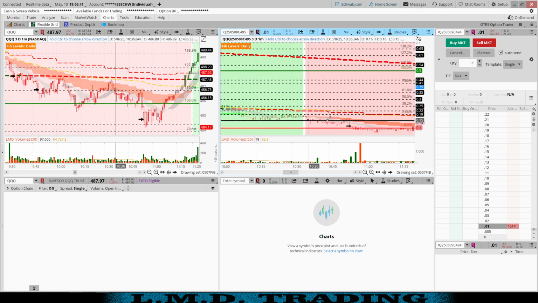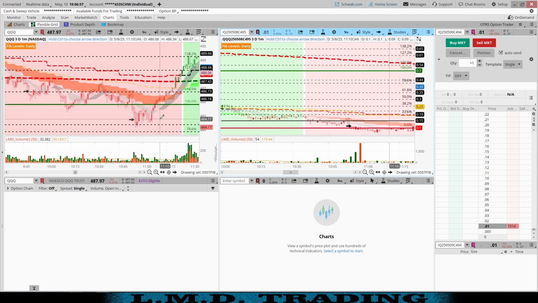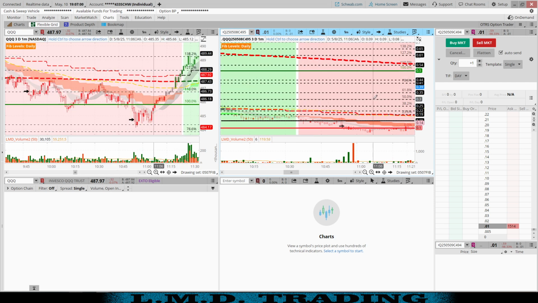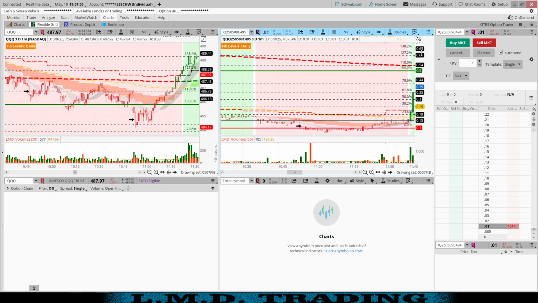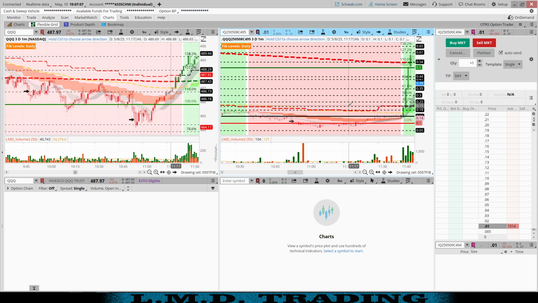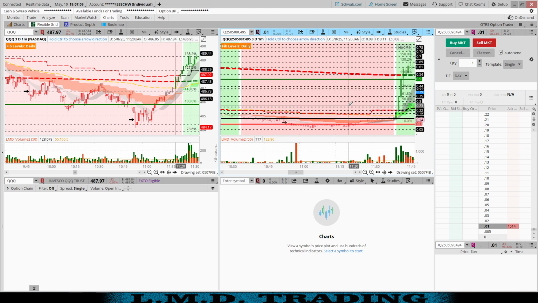But let's come over here and let's look at the option contract. It made a lower low. So we get a lower low on the option contract. We get a higher low on the actual Qs. And then look at what that thing did, y'all. We see it over here, but watch when we see it over there. Boom. Look at that move right there, y'all.